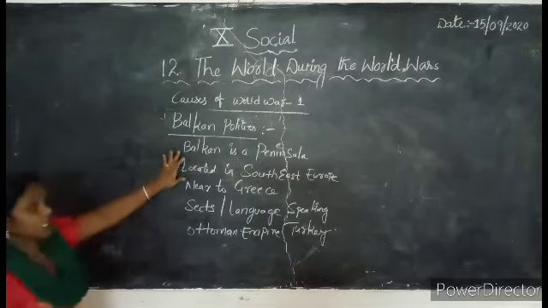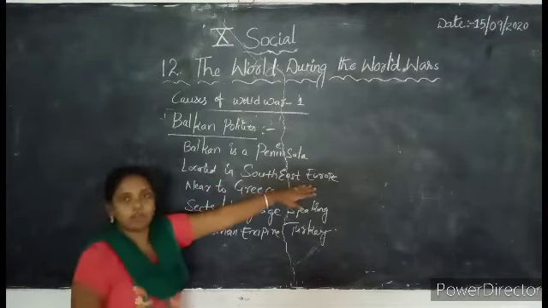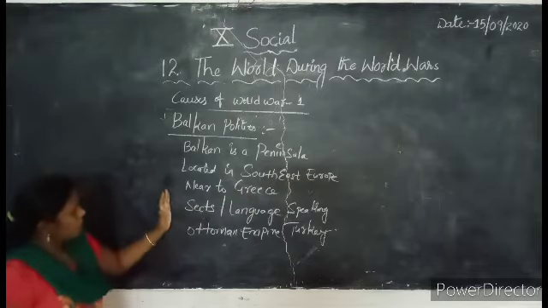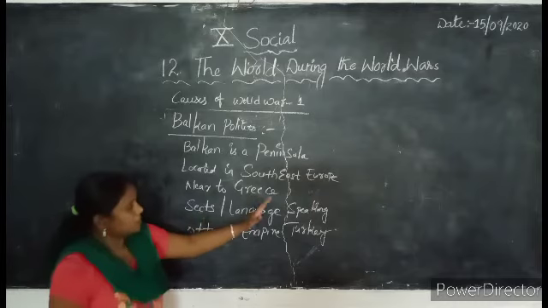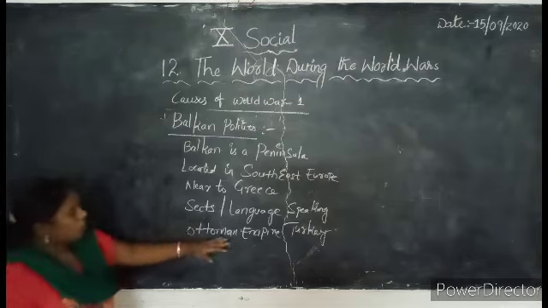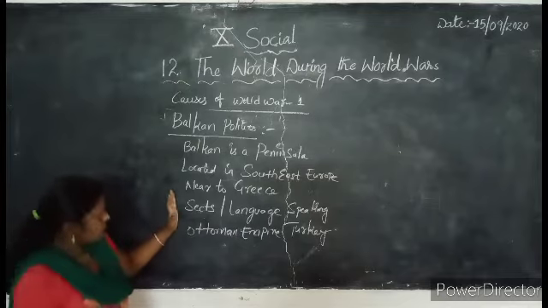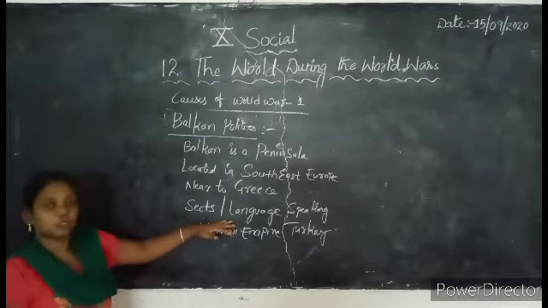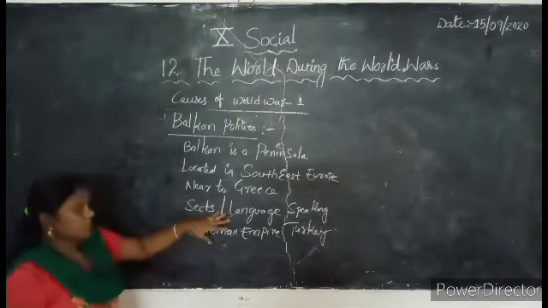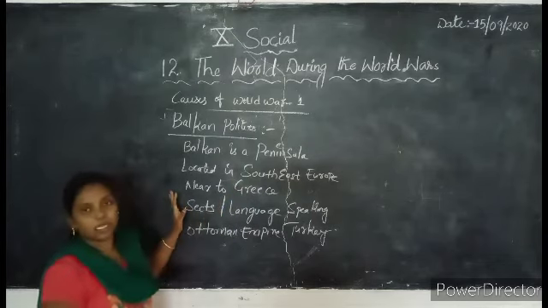So Balkan is a peninsula located in the southeast of Europe, nearer to Greece. So many sects and language-speaking people were living in the Balkan Peninsula, under the control of the Ottoman Empire, Turkey. Already we have said, so many sects and people speaking different languages were living in the peninsula. So there were some misunderstandings among them, and they created some disturbance in the Balkan Peninsula.